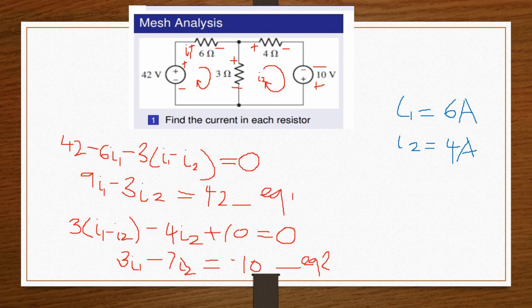And then if you want to know the current through our 3 ohm resistor, which was I1 minus I2, we are going to find the current in that resistor to be 2 amperes. Since it's 6 minus 4, we get 2 amperes for the 3 ohm resistor. Okay, so we are done. Now let's try some questions. Let's try our next question to see how well we fare.